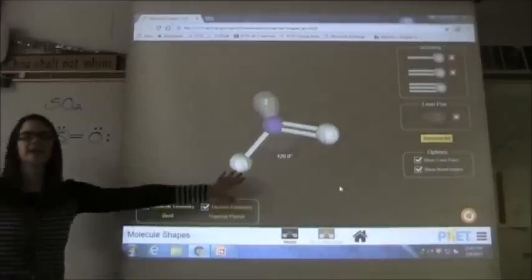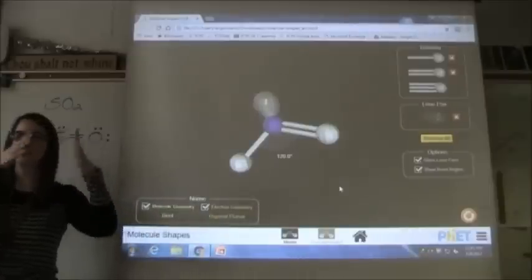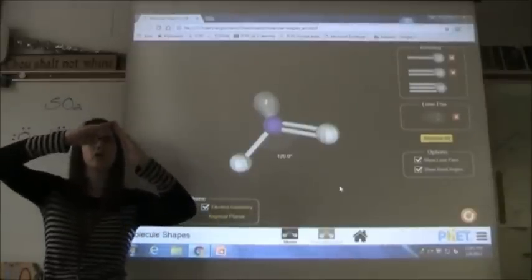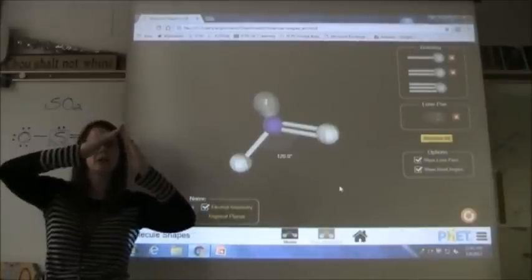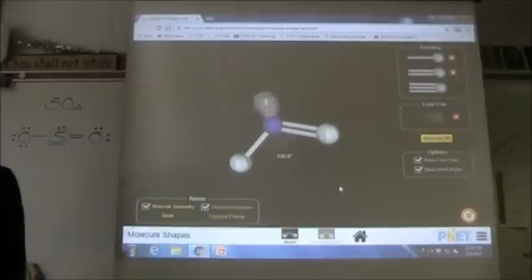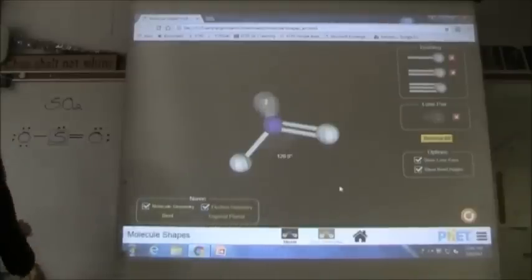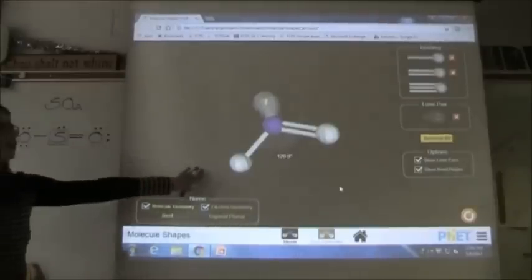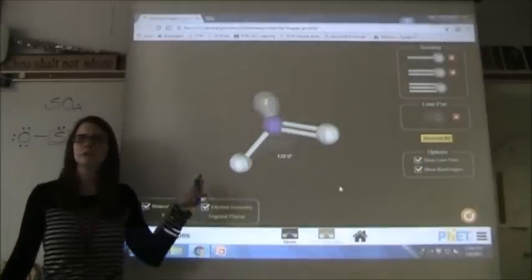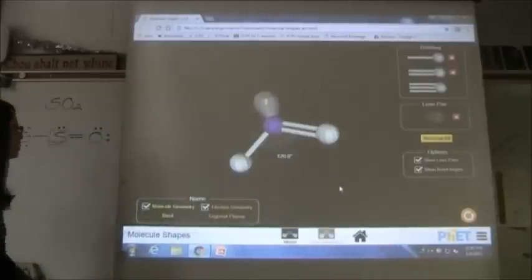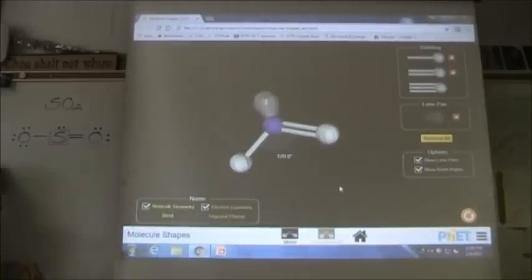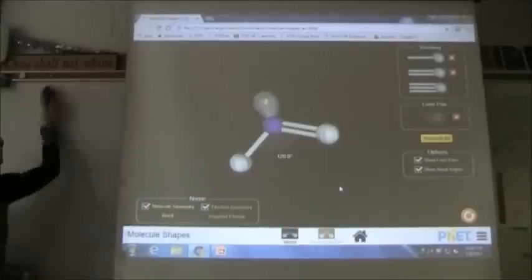You don't have to give an exact number, less than 120, because lone pairs are pushing those two shared pairs a little bit closer together. And what do you guys think? Polar, non-polar? Polar. Bent is a shape that does not cancel polarity of bonds.